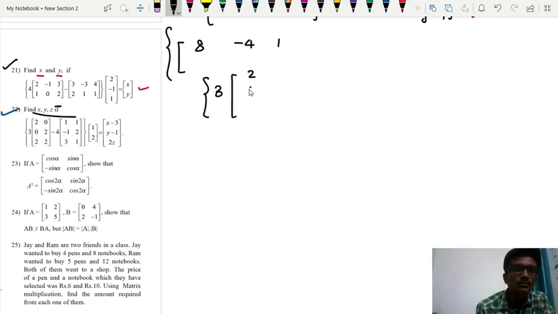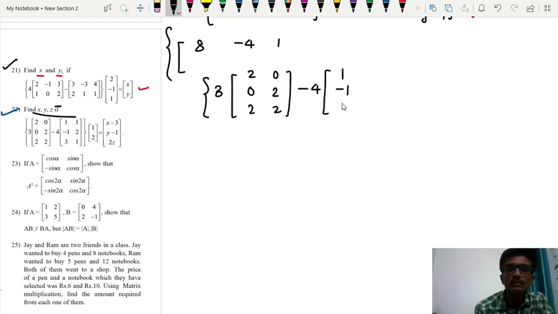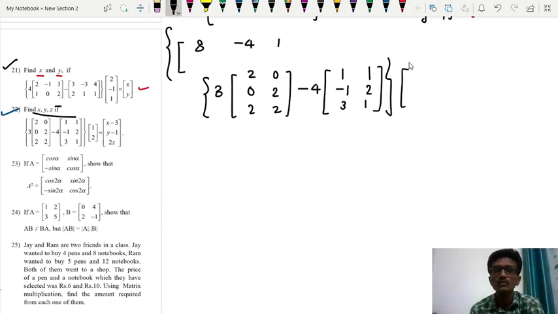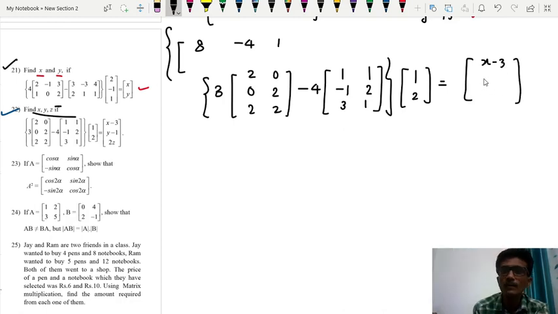See the matrix 2 0 2 first column, 0 2 2 second column, minus 4 into 1 minus 1 3, 1 2 1, 1 2 1, and this is multiplied with the column matrix 1 2, 1 2. This is equal to, we are interested to find x, y, z. So here x minus 3, again it is a column matrix, y minus 1 and 2z.